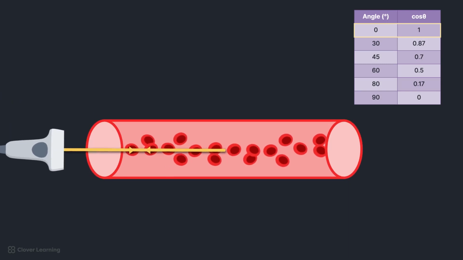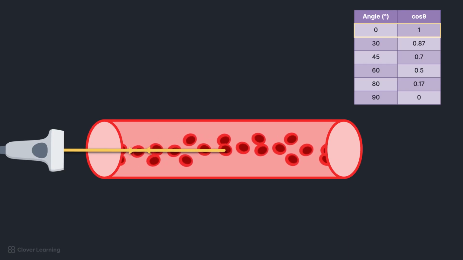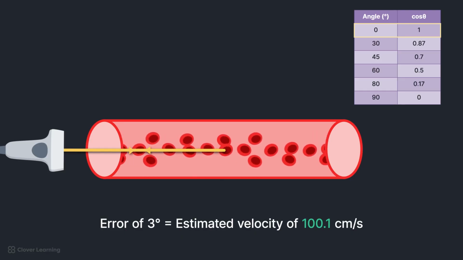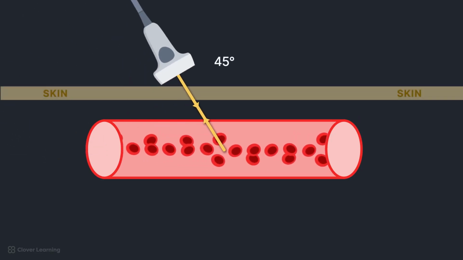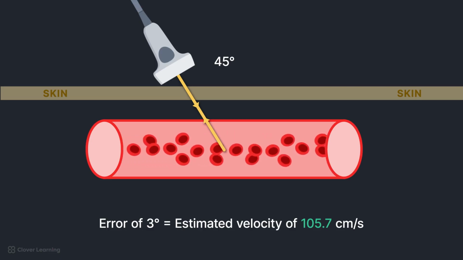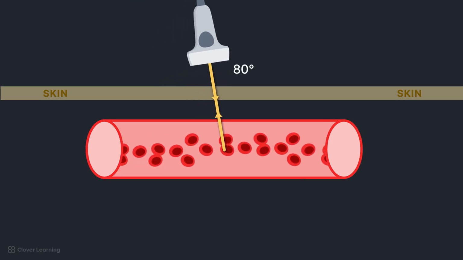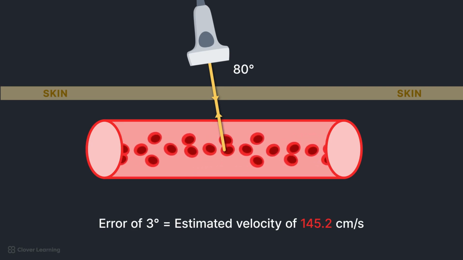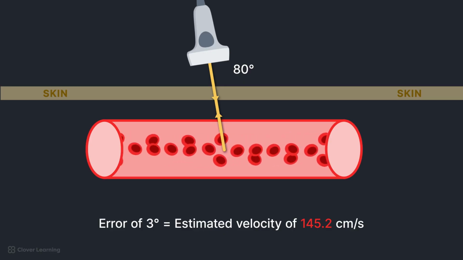Let's look back at our earlier example. Let's imagine we know that the actual velocity is 100 centimeters per second at a 0-degree angle. If we had an error of 3 degrees, the estimated velocity would be 100.1 centimeters per second. Not too far off. If we set our angle of incidence at 45 degrees but had a 3-degree error, the estimated velocity would be 105.7 centimeters per second. Still not bad. However, if we set our angle of incidence at 80 degrees and had a 3-degree error, the estimated velocity would be 145.2 centimeters per second. That's an almost 50% increase in velocity, which is a significant error.